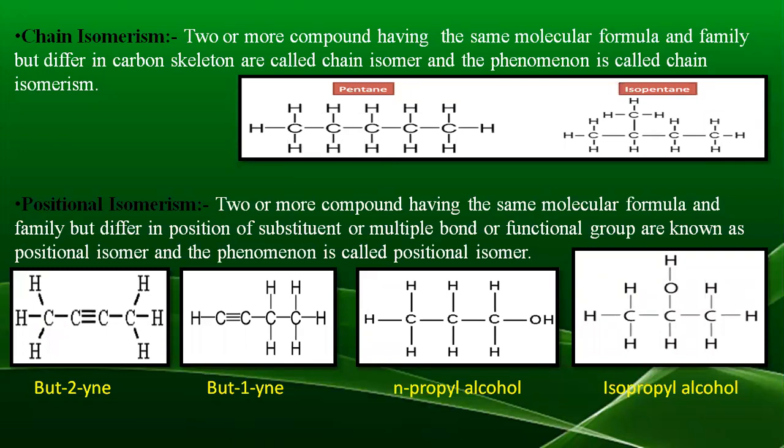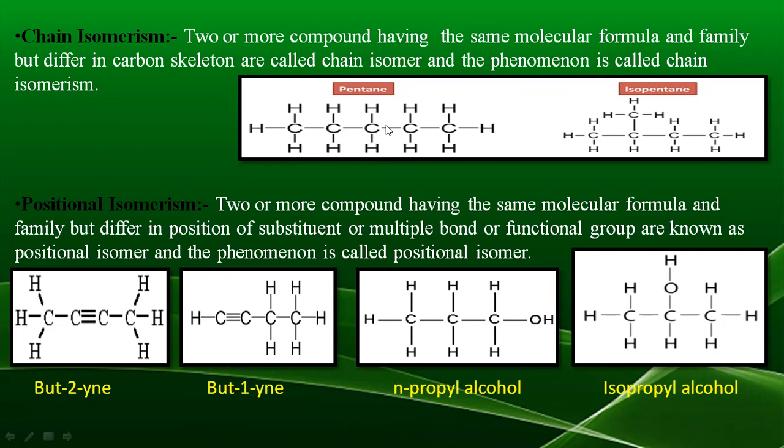What is chain isomerism? When two or more compounds have the same molecular formula and family but differ in carbon skeleton, they are called chain isomers, and the phenomenon is called chain isomerism. So this is my previous example, pentane and isopentane, which are chain isomers of each other. Next, come to positional isomerism.